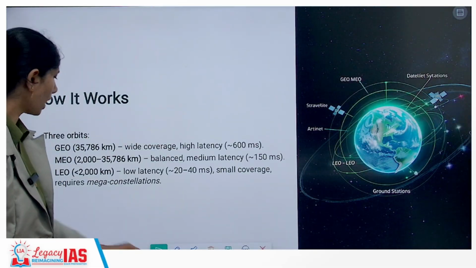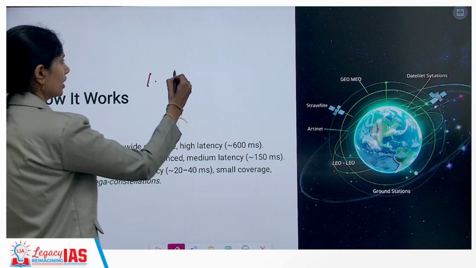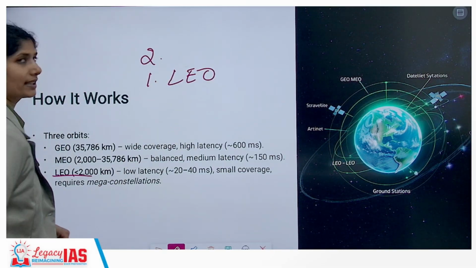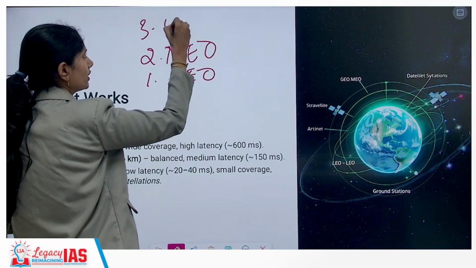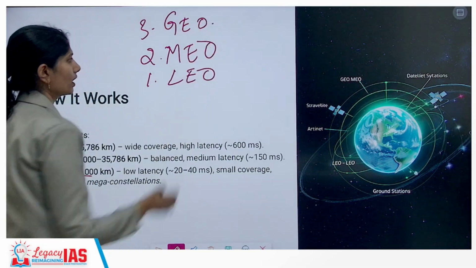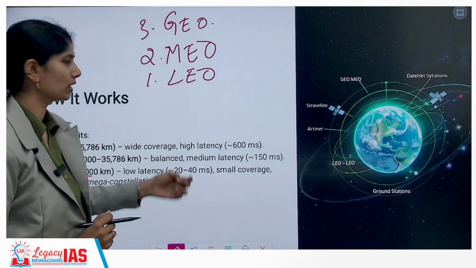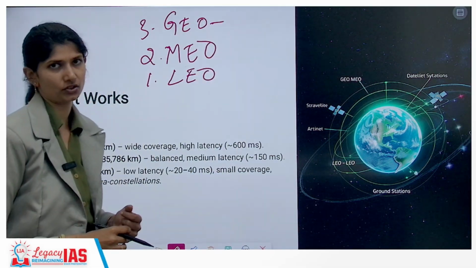Now, how does it work exactly? I told you there are 3 satellites. First is your LEO, understanding, look at this. Next is your MEO, next is your GEO. LEO means low Earth orbit, MEO is medium Earth orbit, and GEO is geostationary satellites.